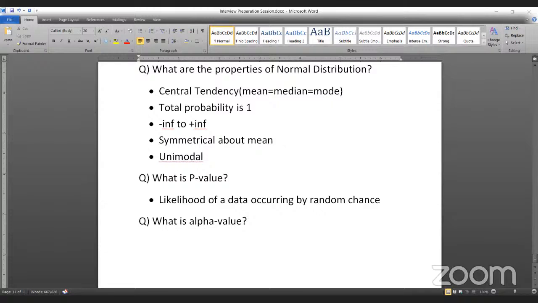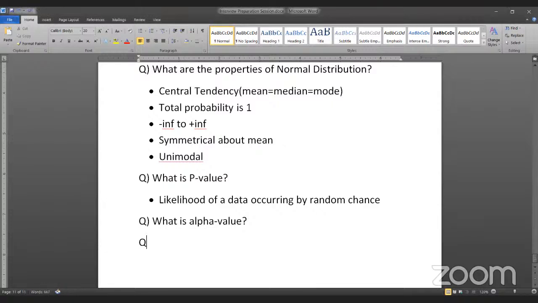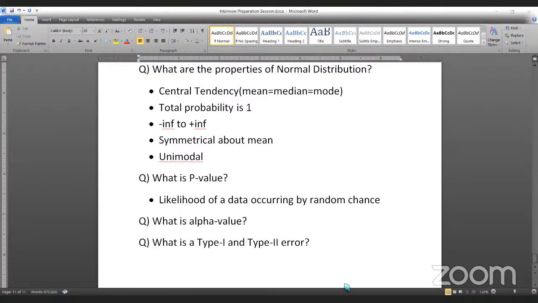Now, coming to the next question. What is a type 1 and type 2 error in statistics? So these are related to the null hypothesis only.